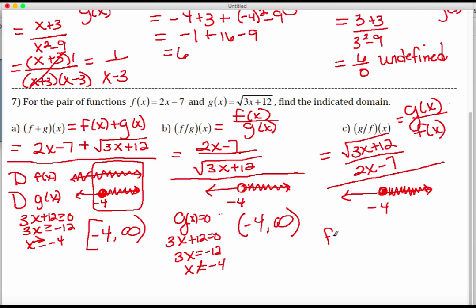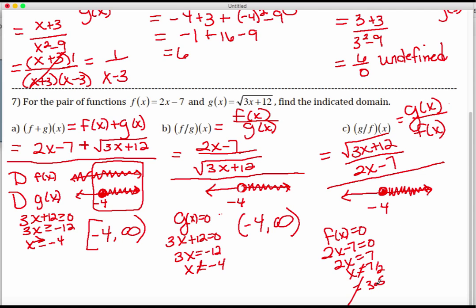So let's figure out what makes f of x equal to 0. And f of x is 2x minus 7. Set it equal to 0 and solve it. 2x is equal to 7. x is equal to 7 over 2, or 3.5. And that's what x technically can't equal. So we're going to take that out of the domain.